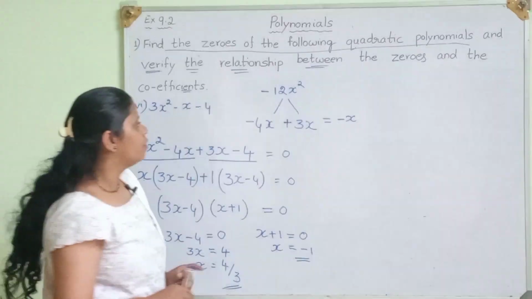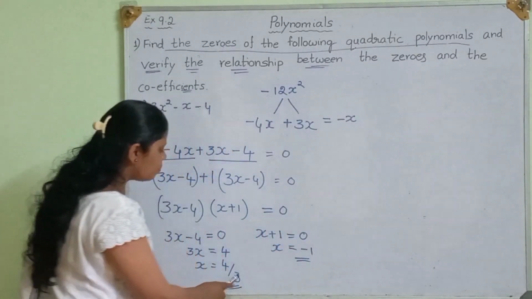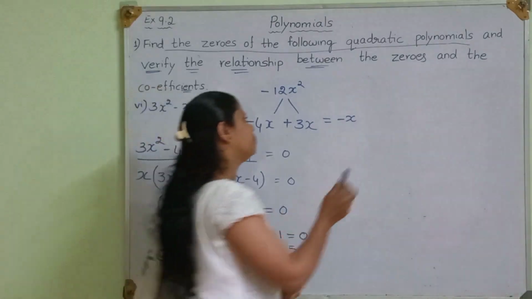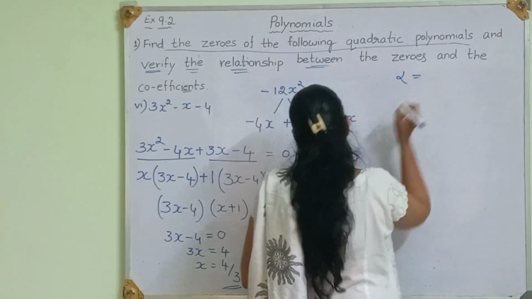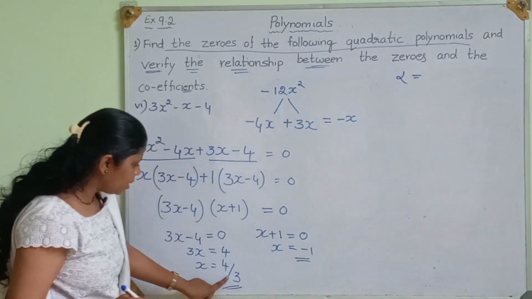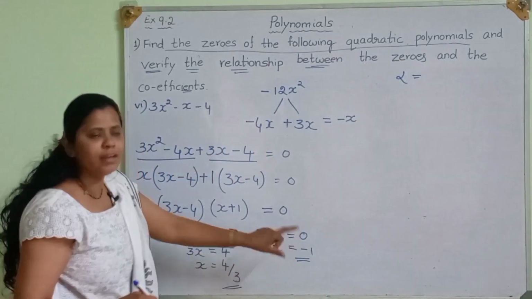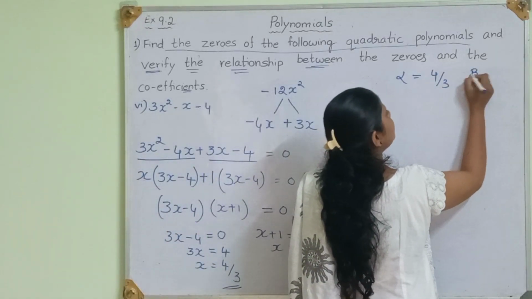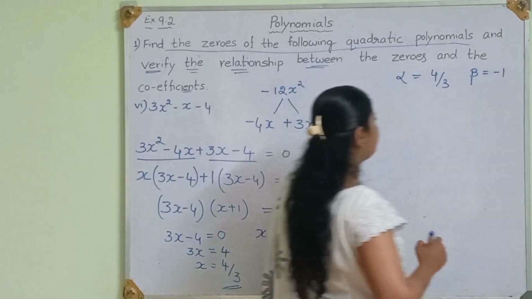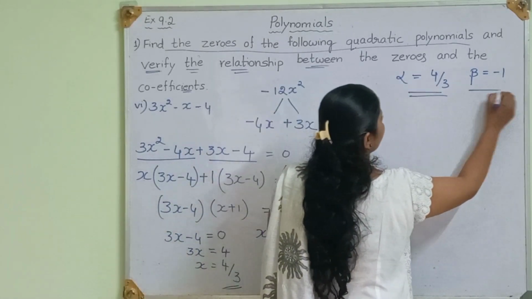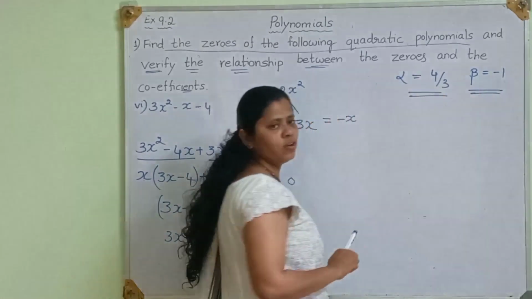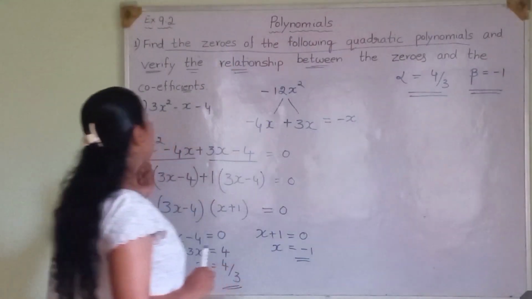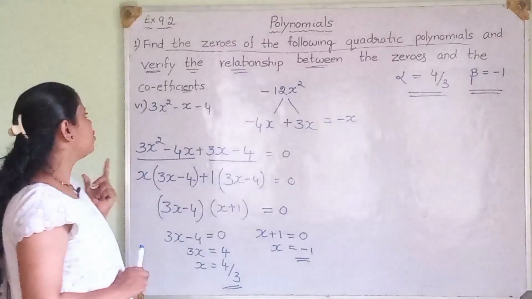Therefore, these two are the zeros of the quadratic polynomial 3x square minus x minus 4. The zeros of the polynomial are represented using alpha and beta. That is, the value of alpha is 4 by 3 and the value of beta is minus 1. Okay? And they are the zeros of the polynomial. We have completed the first part of the question. Now let us come to the second part of the question.